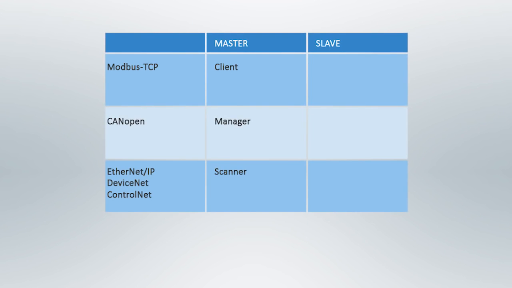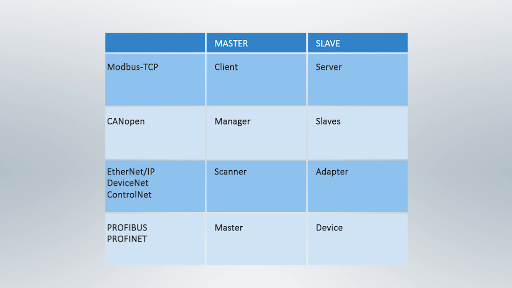Okay, so this is not really rocket science, but what makes gateway selection a little bit confusing is that different networks use different terminology for master and slave. In Modbus TCP, the master is called client, while CAN open calls it manager. In the CIP networks, Ethernet IP, DeviceNet and ControlNet, the master is called scanner. The devices being controlled are usually called slaves, but they are called servers if you use Modbus TCP, and adapters in the CIP networks. To confuse things even further, you have the term devices for slaves in the Profibus and Profinet networks.